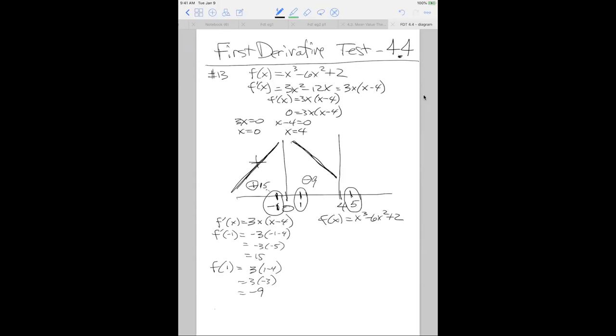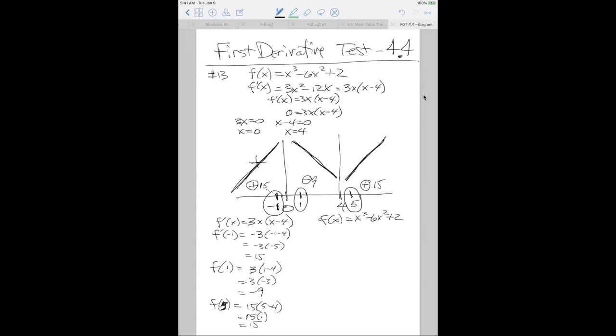And then the last one, f of 4, no, we want to plug in 5, excuse me. We plug in 5, f prime of 5 is equal to 15 times 5 minus 4, which is 15 times 1, which is 15, which is positive again. We got a positive 15. So this line looks here like this.